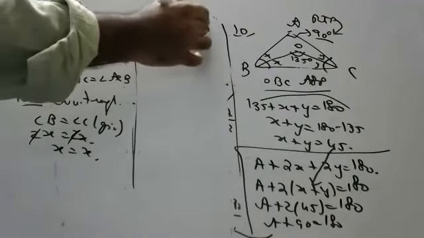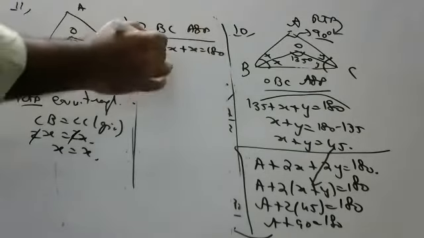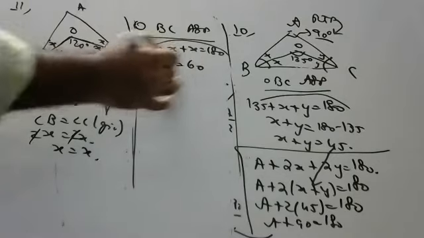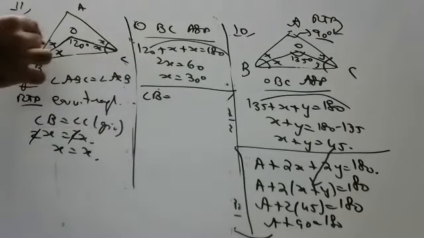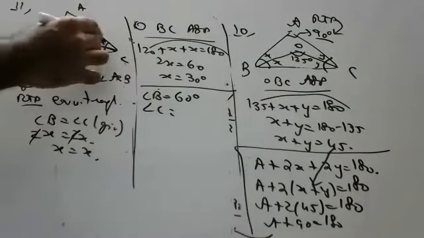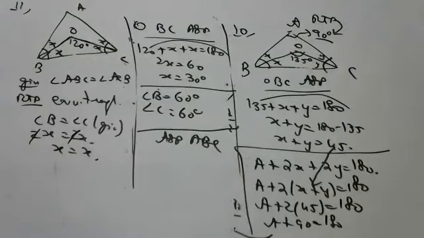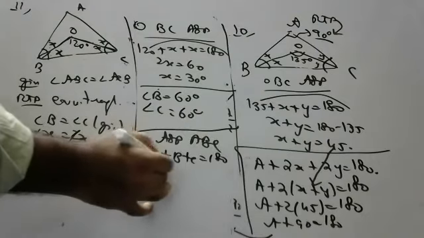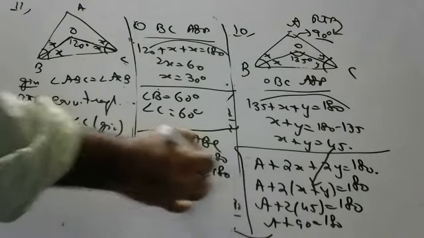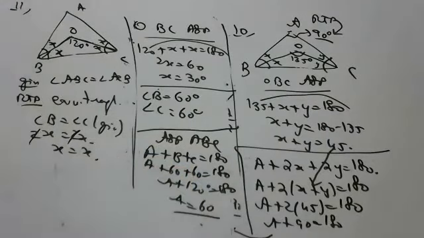In triangle OBC, I am showing the angle sum property: 120 plus x plus x is equal to 180. So 2x is equal to 60, and x is equal to 30. So angle B is x plus x, which is 60, and angle C is also x plus x, 60. Now apply the angle sum property for the full triangle ABC. A plus B plus C is equal to 180. A plus 60 plus 60 is equal to 180. A plus 120 is equal to 180. So A is also 60. All are 60, so it is an equilateral triangle.